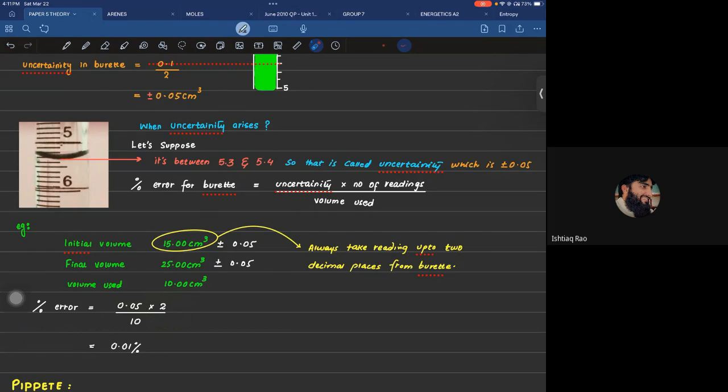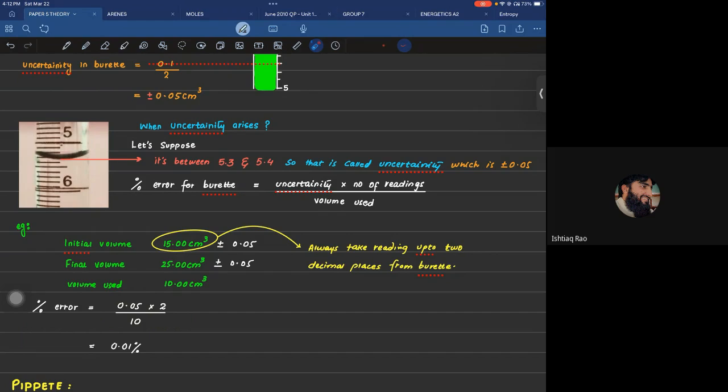Why am I going to multiply this by 2? Because we always take the reading from the burette twice, initial and then final. When you take the first reading, that is called the initial reading, so there would be an uncertainty of plus minus 0.05. And when you take the second reading, that is called the final volume, the final reading, with this reading you would also have an uncertainty of plus minus 0.05.